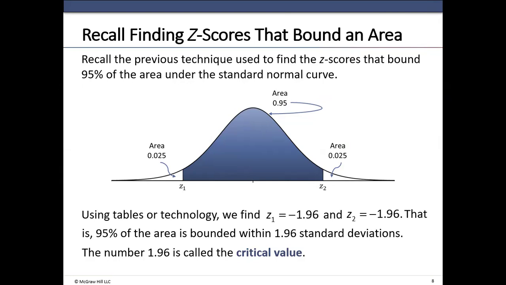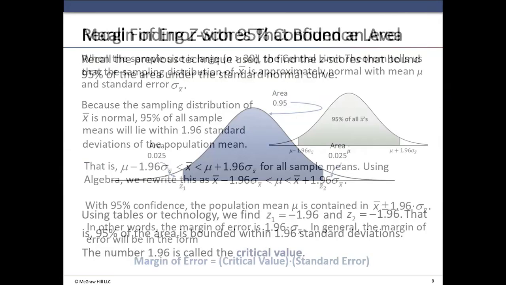We do not change anything else. Mu is 0, sigma is 1. Paste, enter, and enter. And that value of Z2 is 1.96. Here there is a typo. Z2 should be positive 1.96. That is, 95% of the area under the standard normal curve is bounded within 1.96 standard deviations. The number 1.96 is called the critical value.